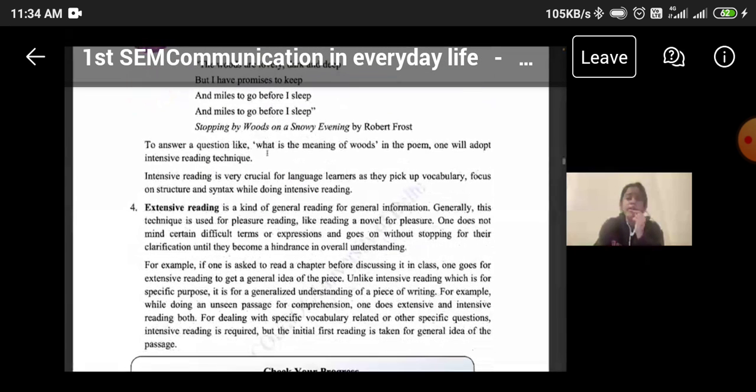Now comes the fourth technique of reading, that is known as extensive reading. In extensive reading, we are reading through the text and we do not stop while we are reading the text. We are going through the text and we might come across a word. Let's say we come across a difficult word. Rather than stopping and opening a dictionary and finding out the meaning for that word, we are reading it for pleasure. We are, for example, reading a novel.